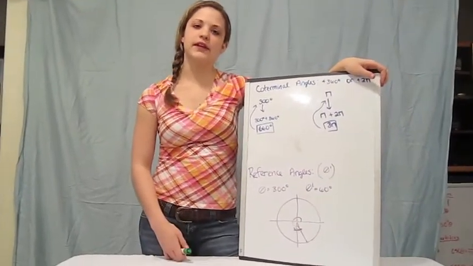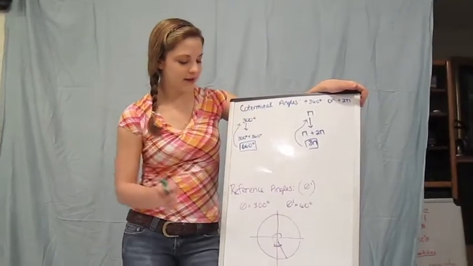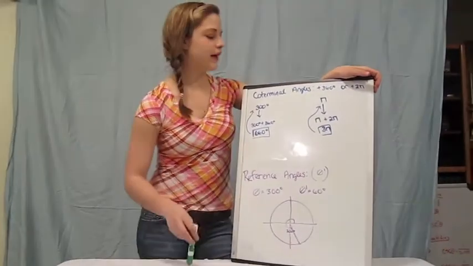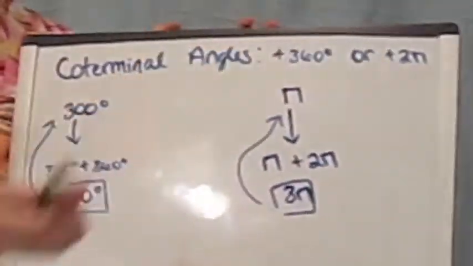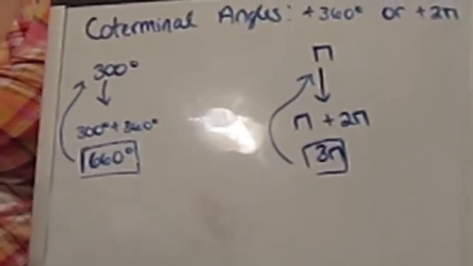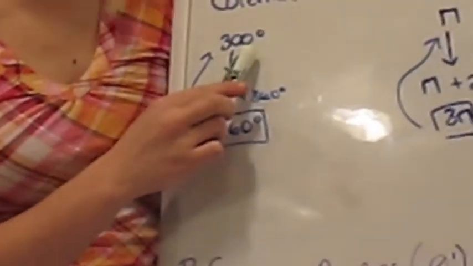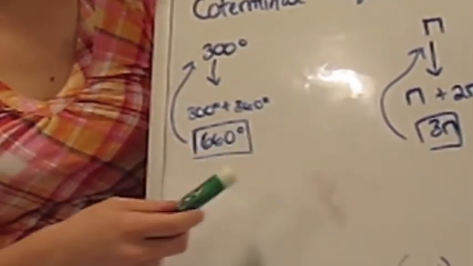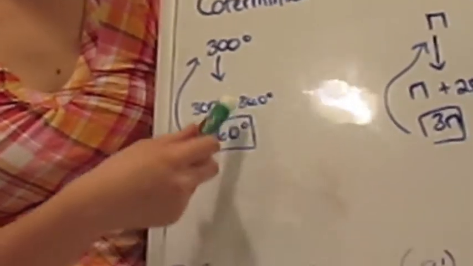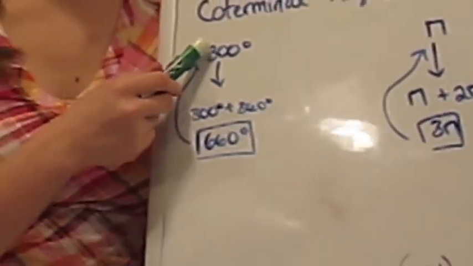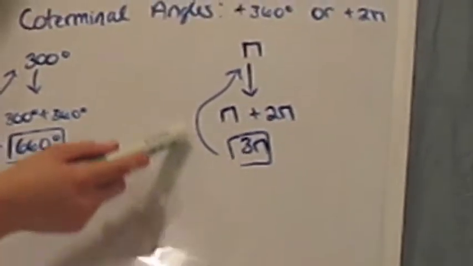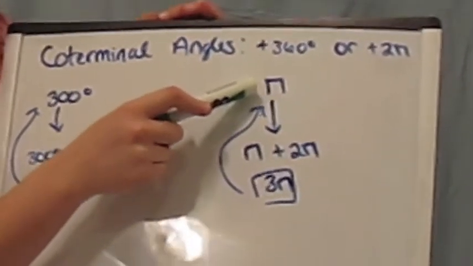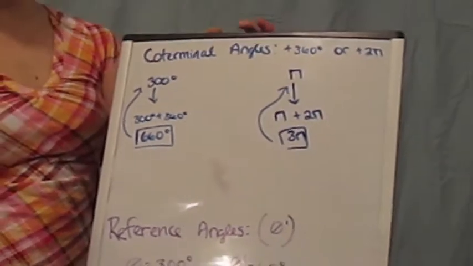Our next segment with the unit circle are coterminal angles and reference angles. First, we have coterminal angles, which basically means you add 360 degrees or 2 pi to your angle. So if you had 300 degrees and you added 360 degrees to it, you would have 660 degrees, which is in fact a coterminal angle of 300 degrees. If you had pi and you added 2 pi to it, you'd get 3 pi, which is a coterminal angle of pi. Simple enough, right?